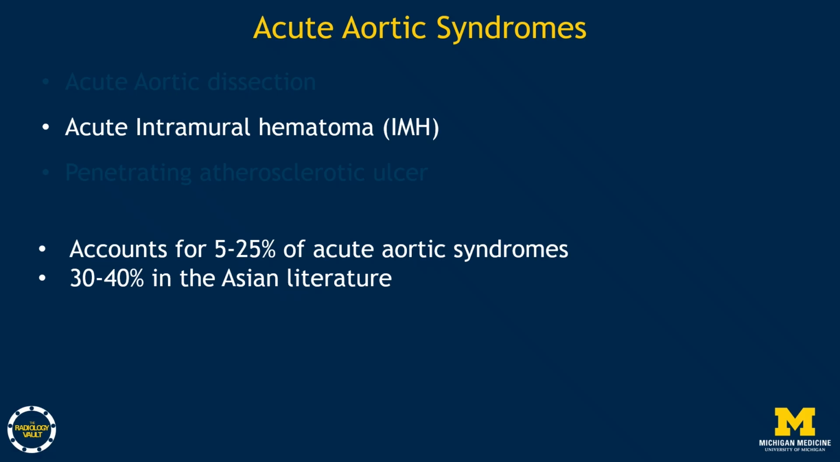For the purposes of this video, I'm going to focus on acute intramural hematoma, which accounts for 5 to 25% of all acute aortic syndromes in the Western world, but the prevalence is significantly higher in the Asian literature, at about 30 to 40%.